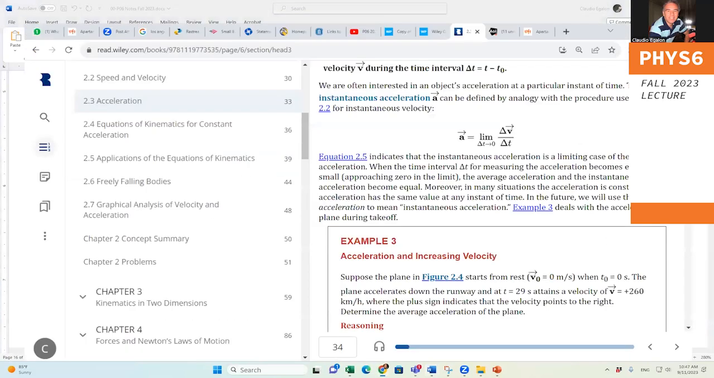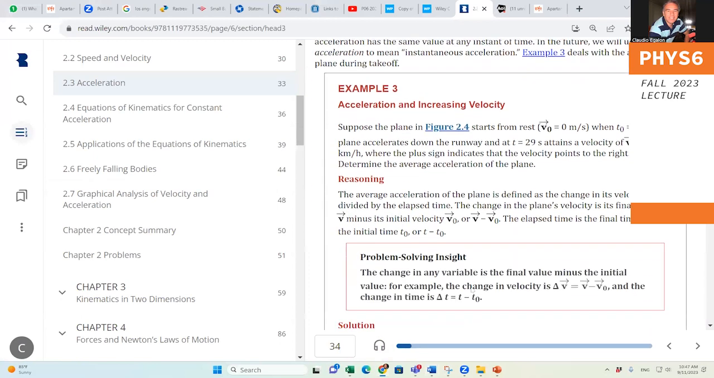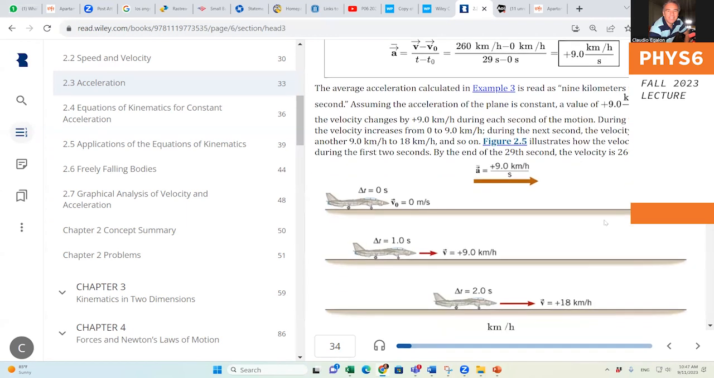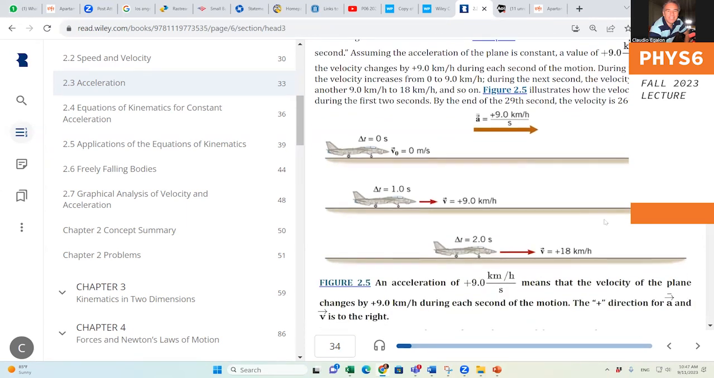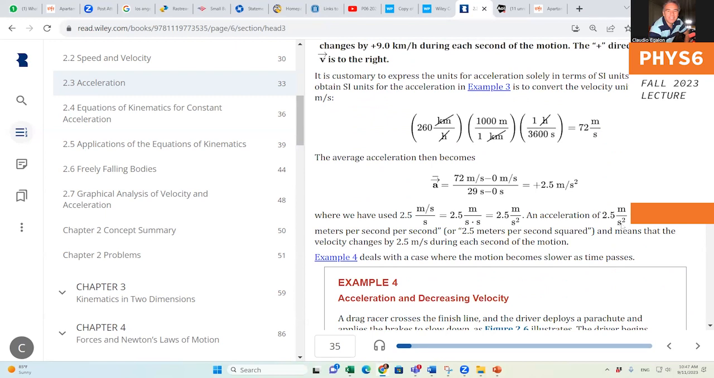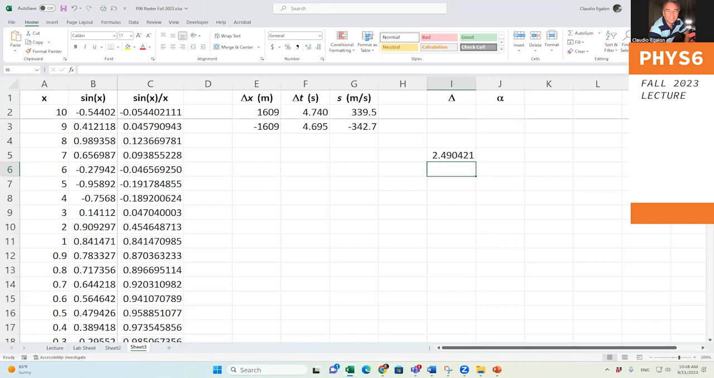Is that what the book says? He's getting a 9. Okay, he put it in kilometers per hour per second. Let's see if he converts. Doesn't look like he converts. Let's see. He's getting 2.5, huh? Let's see, what did I get? Yeah, I got 2.5 too. It's almost 2.5. I have to worry about significant digits. I'm not going to cover significant digits, but what he did here, he just rounded up from 2.49 to 2.5.